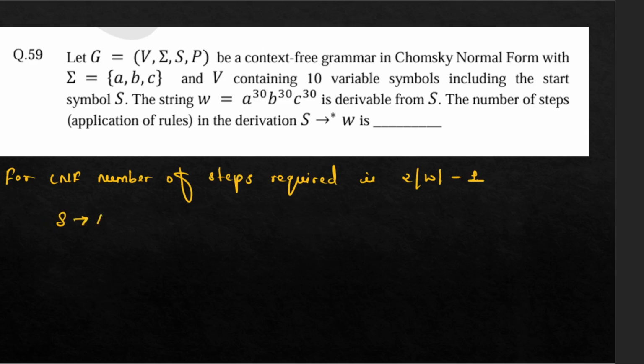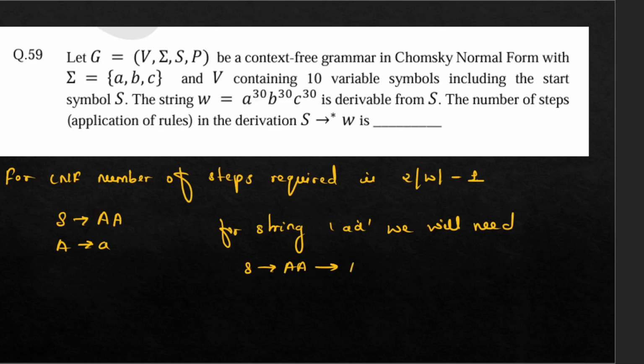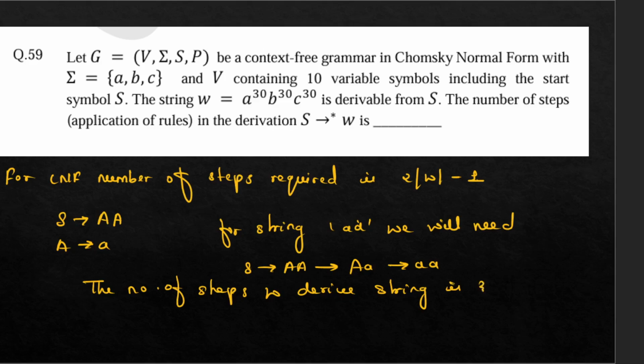So if S derives AA and A derives A, then for the string AA we will need S to AA, and after that we replace each A and this will give us AA. So how many steps are needed to derive this? Total 3 steps are required. So the number of steps to derive the string is 3, right?